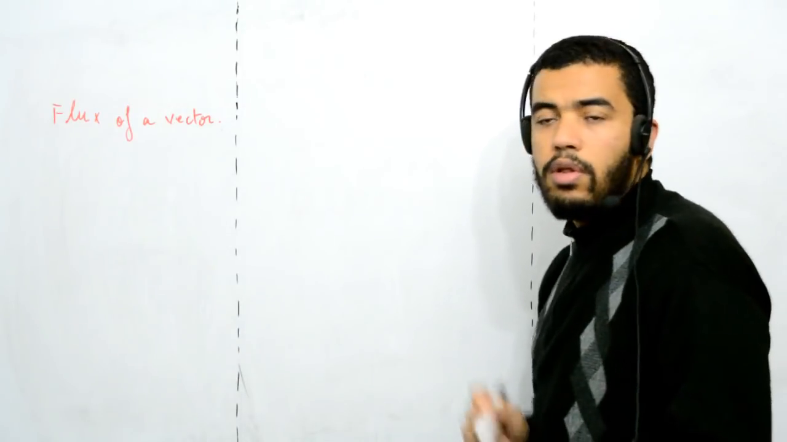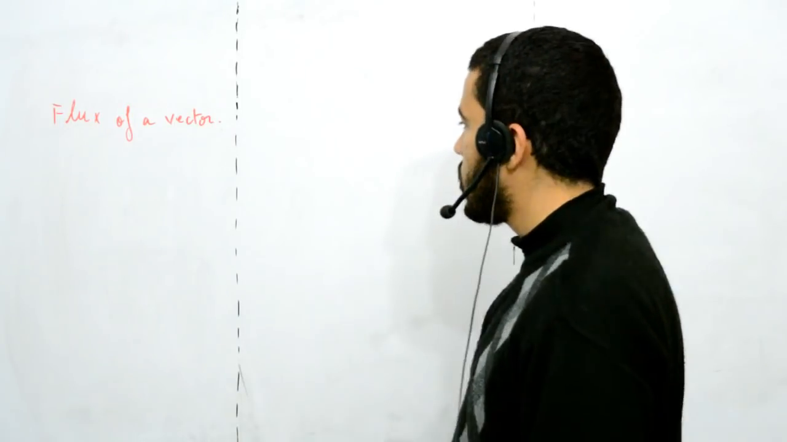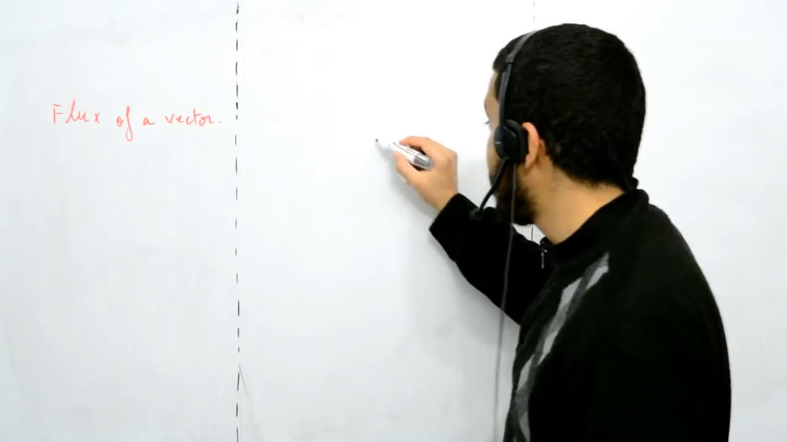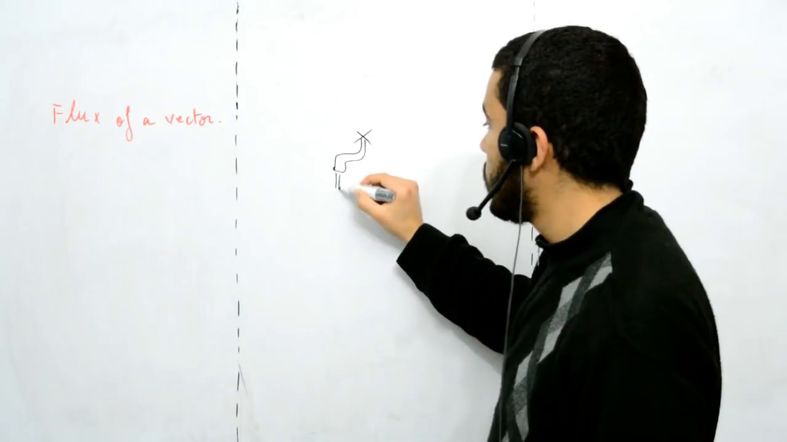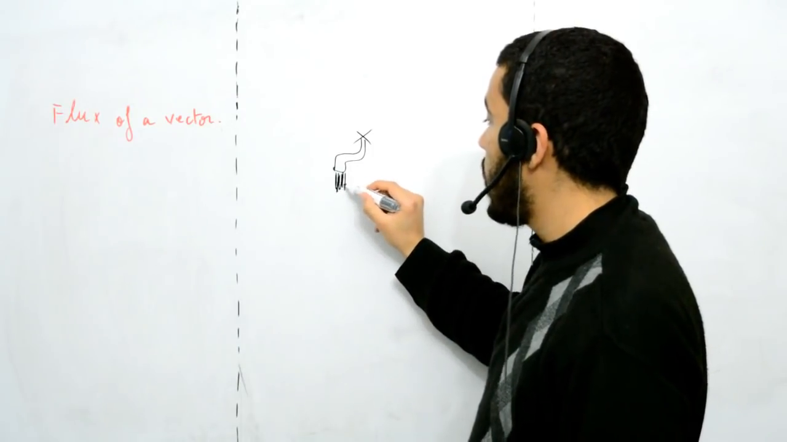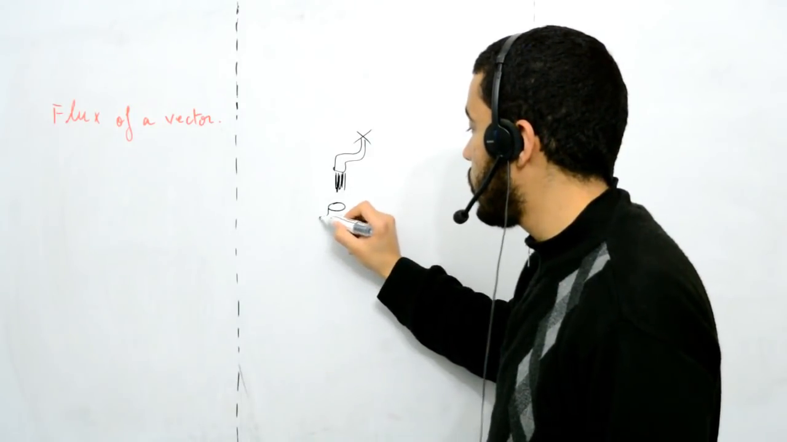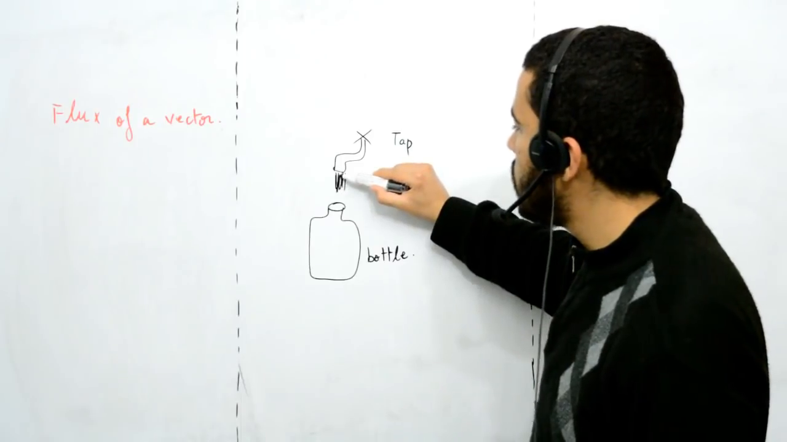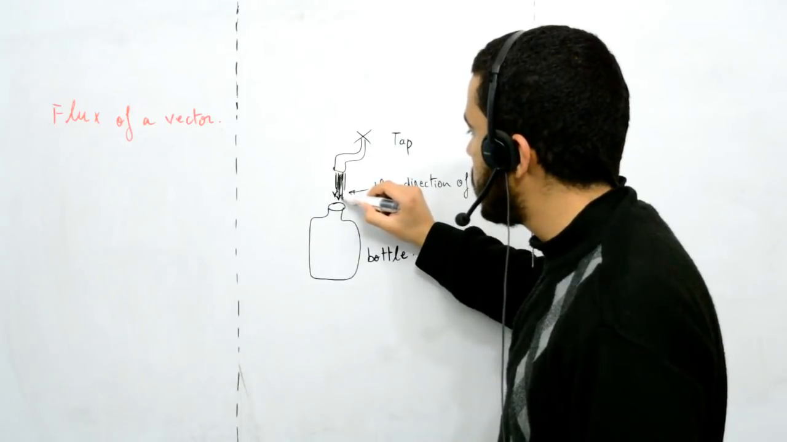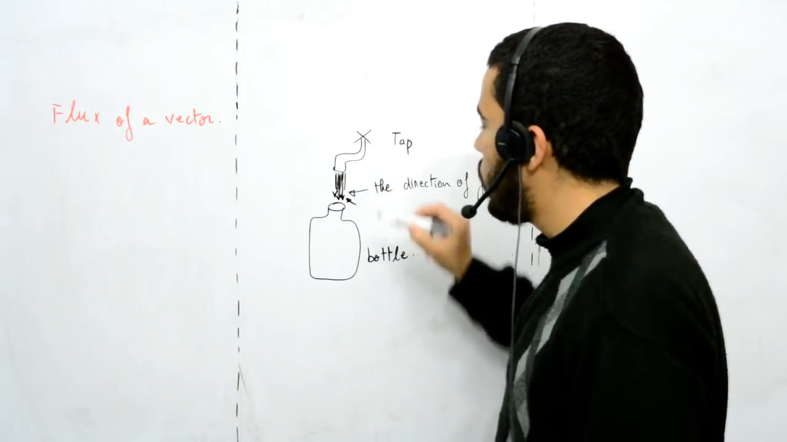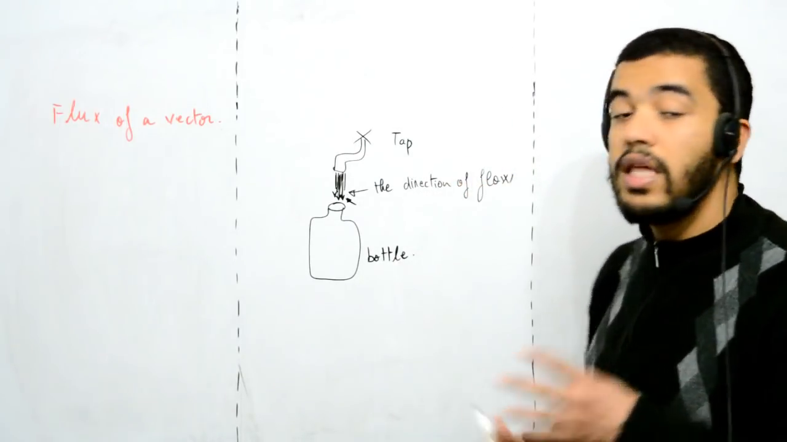Imagine that, for example, I want to fill a bottle. I have a tap like that, and I have water here, and my goal is to fill this bottle. Here is the direction of the flow, and here is the sense of flow, because here we distinguish between sense and direction.